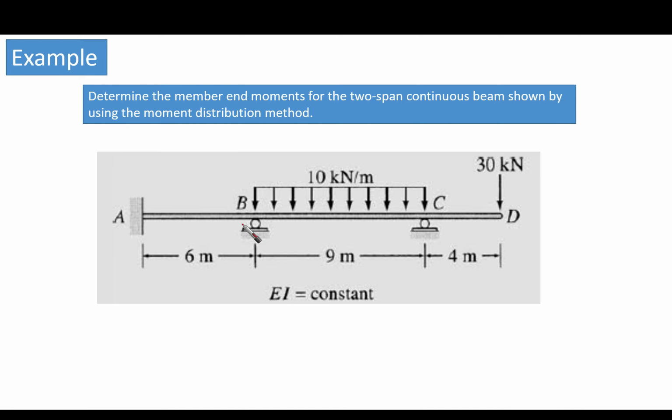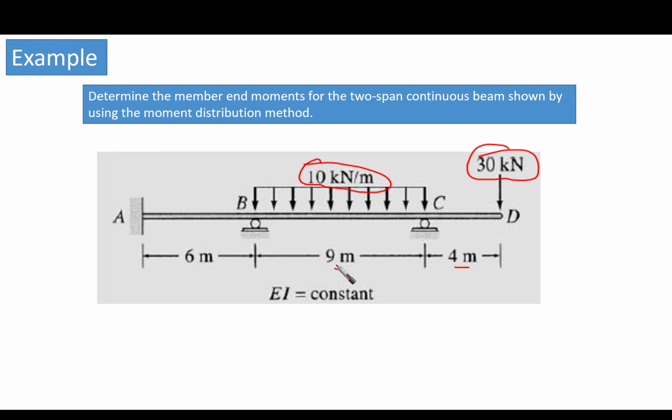So we have a beam, as you can see here. Determine the member end moments for the two span continuous beam shown by using the moment distribution method. So we have the spans: 6 meter here, 9 meter here, and a 4 meter overhang or a cantilever with a concentrated load at the tip, and we have a distributed load between B and C, which is 10 kilonewton per meter.